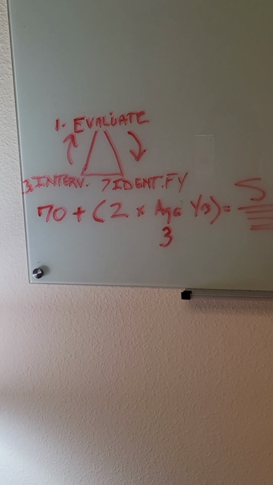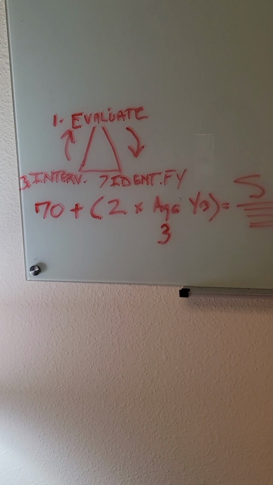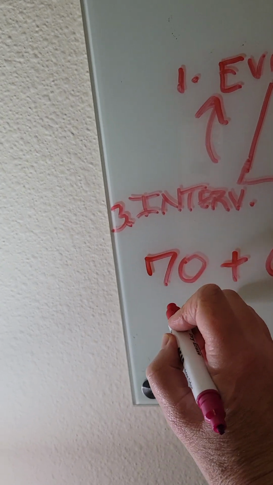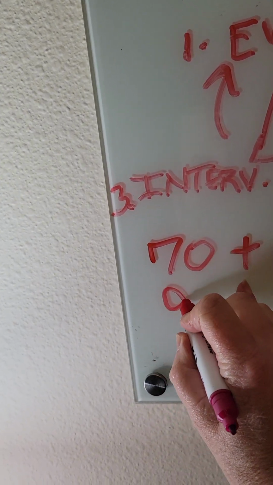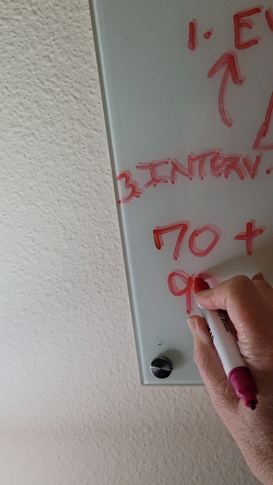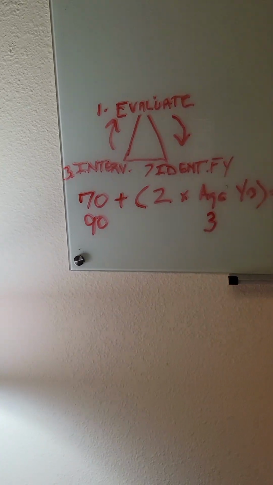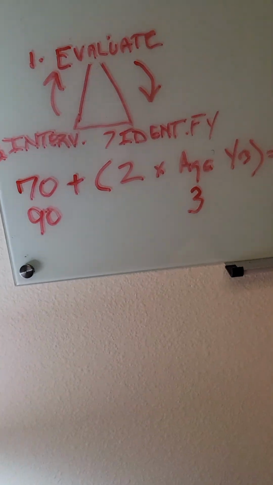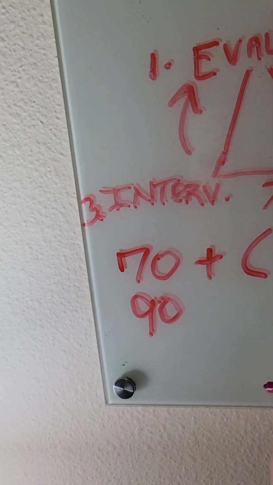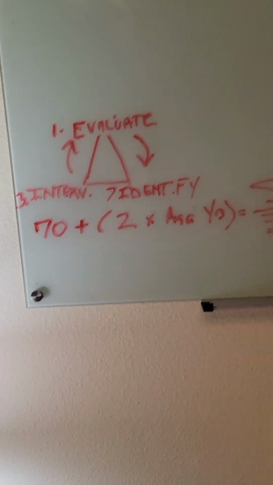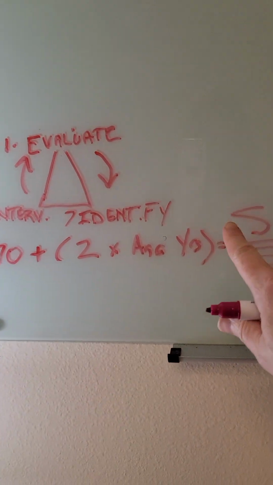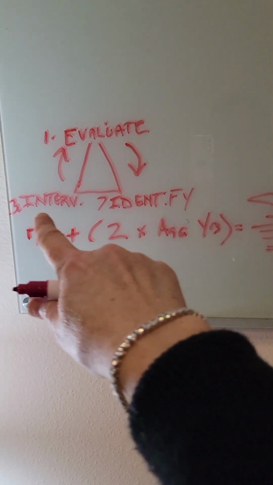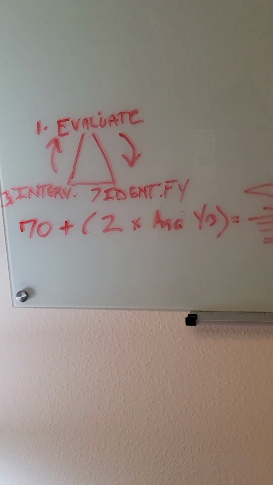They actually say in the book, if you really want a more accurate idea of where they should be, put a 90 there. That's probably where they should be. But that's not on the test. That's in the book. If you want to see if their blood pressure is on the line, this is your formula right here.